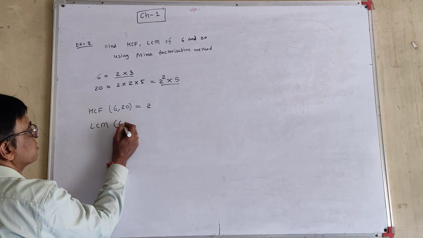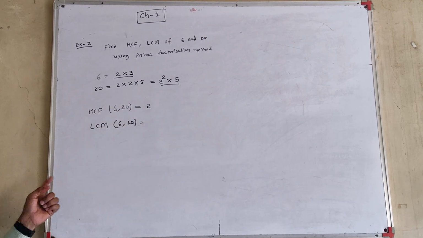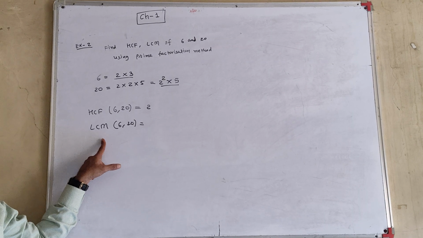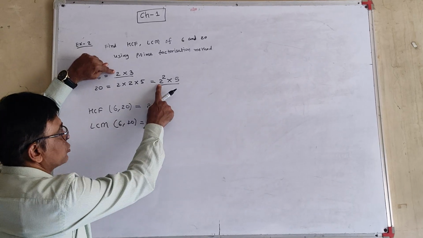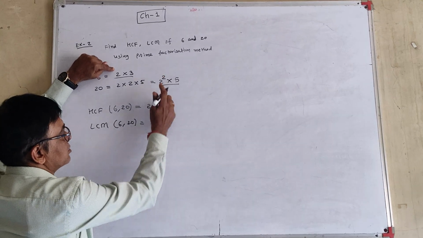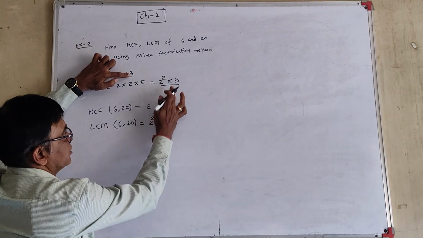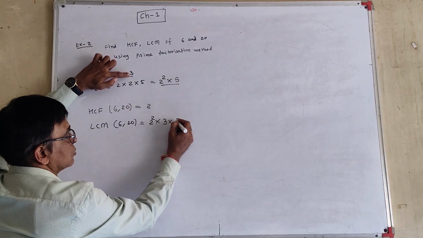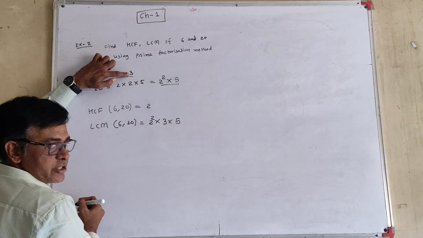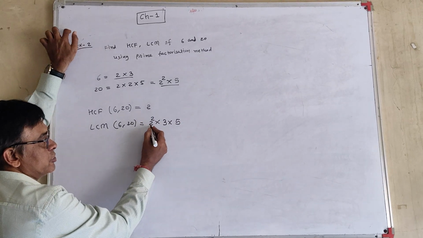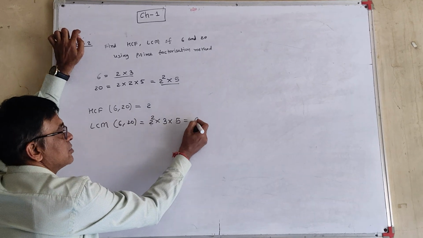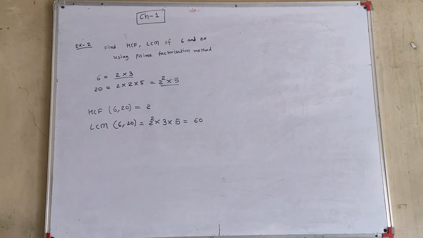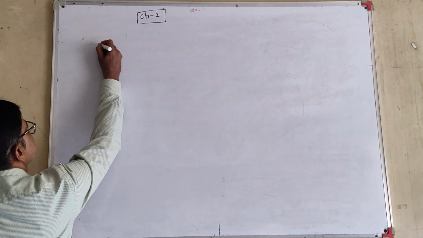Now LCM of 6 and 20. In LCM, the highest power of each factor will be taken. So 2 and 2 square, highest power is 2 square. 3 and 5 are uncommon, so we have to include them in LCM. So square of 2 is 4. 4 5s are 20. 20 3s are 60. So this is the LCM. There is one rule.